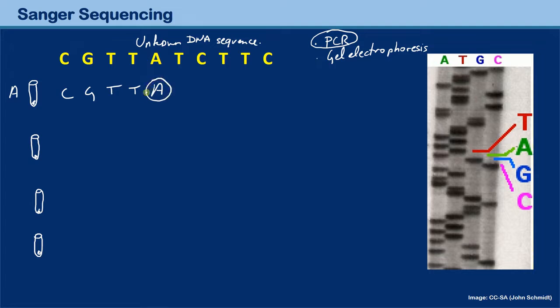And the reason why it stops here is because I added into my PCR reaction so-called dideoxynucleotides. And so this last one here is a dideoxynucleotide, and what does this mean? This means that it will stop here because it is missing an OH group. And what this means is that the enzyme is not able to continue to copy the DNA.